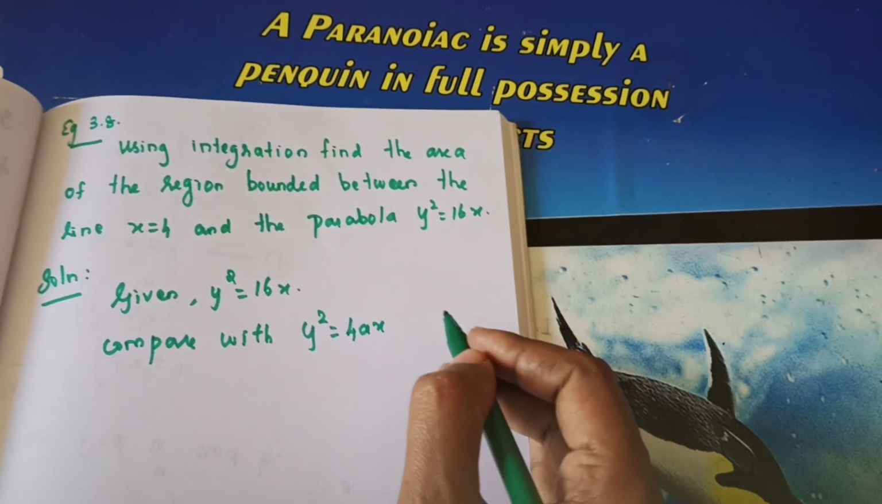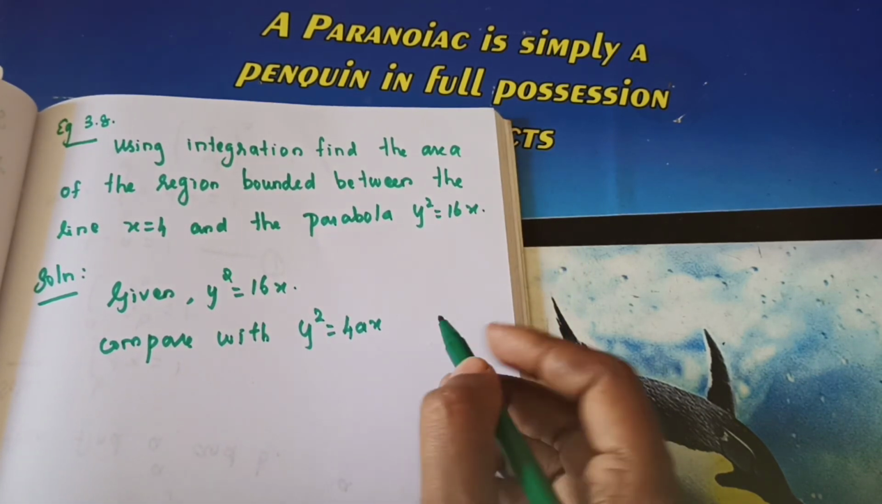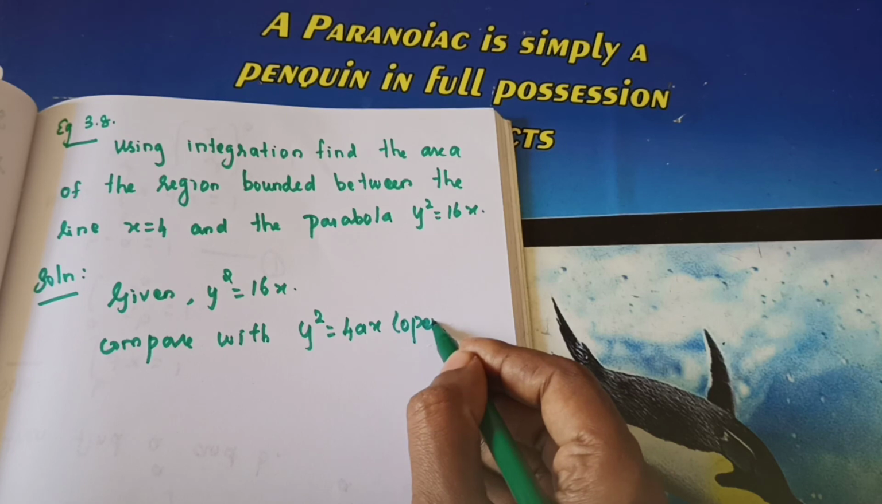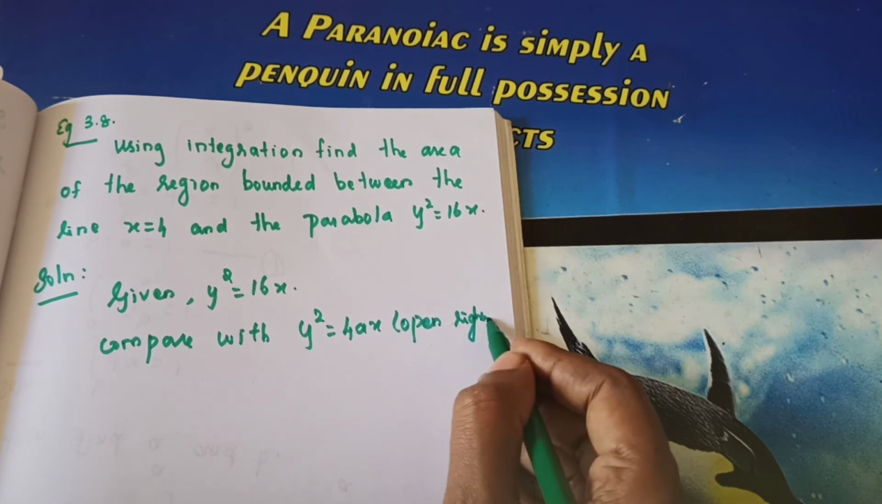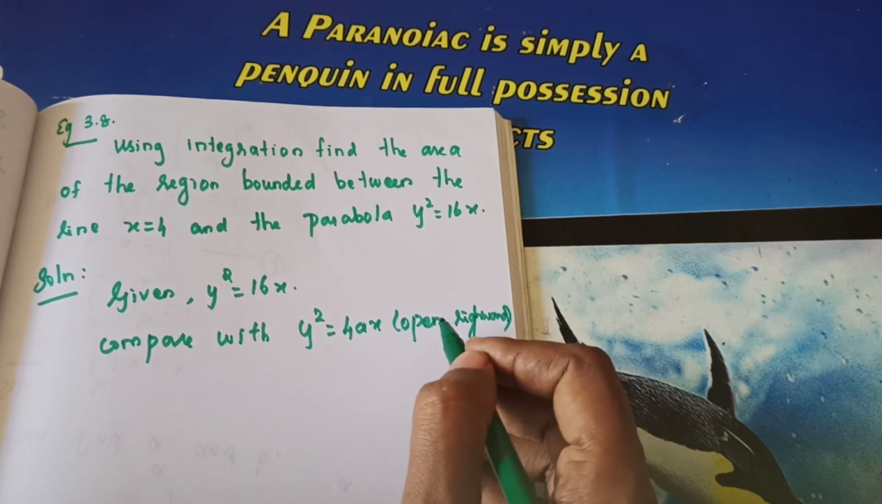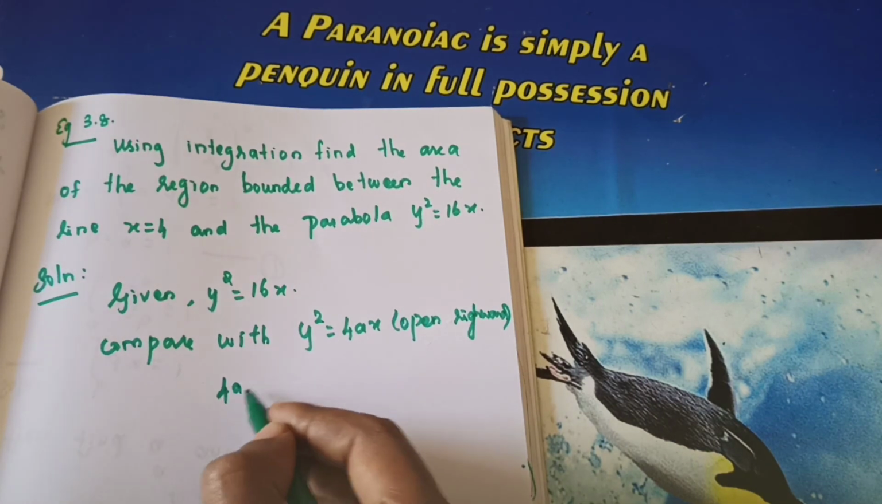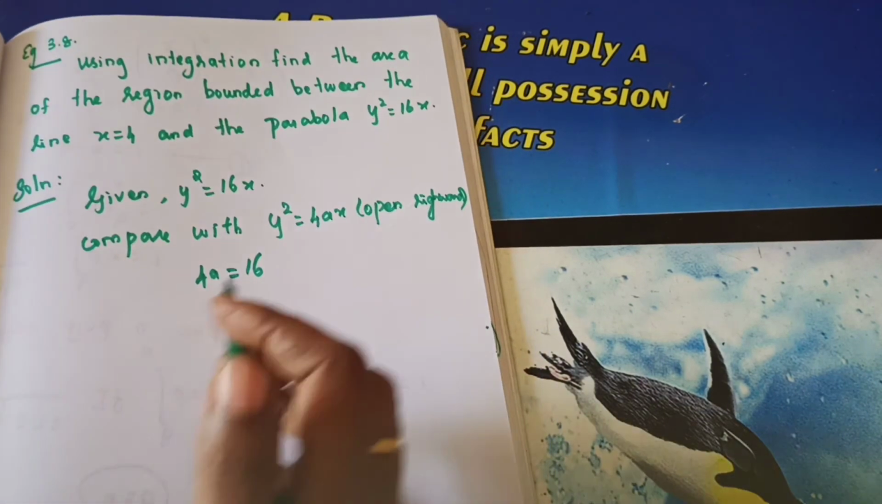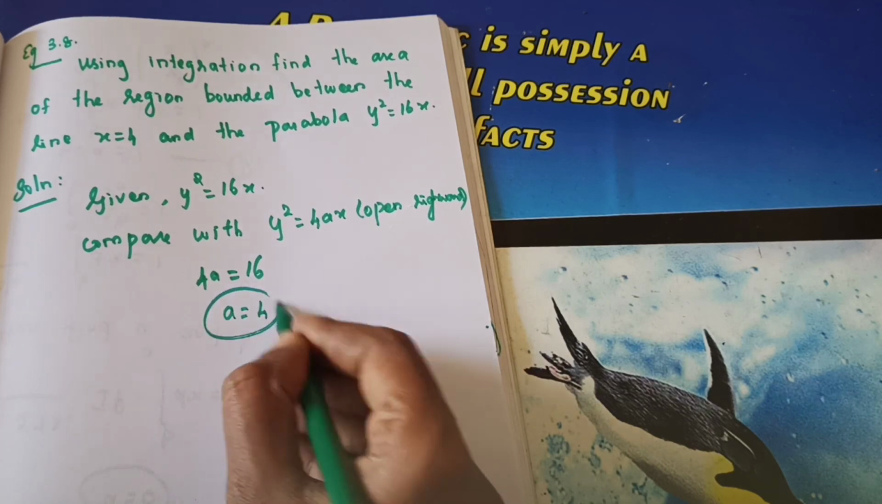Does it open upward, leftward or rightward? You know, is it right? From last year's book, I asked you to learn. How many of them learned? Okay, for those who learned it will be easy. So it opens rightward. From that, 4a equal to 16. So what's the a value? a equal to 4. Okay.